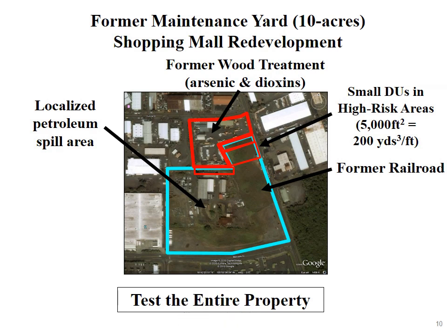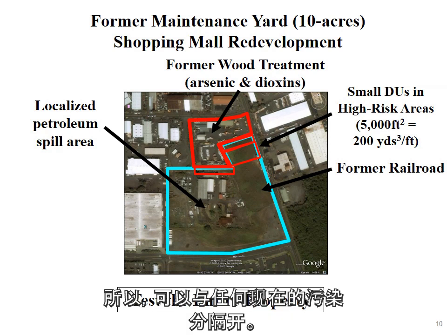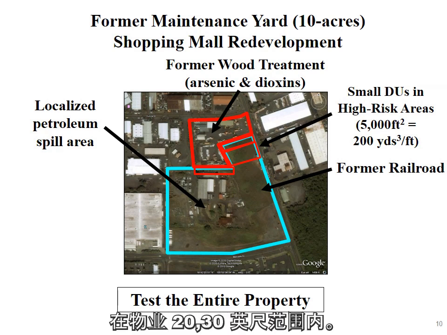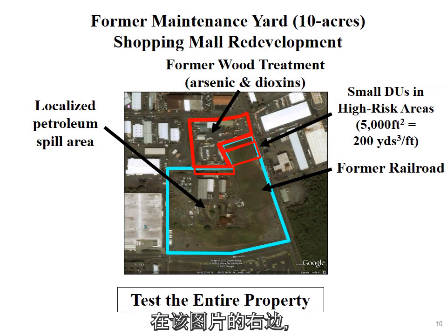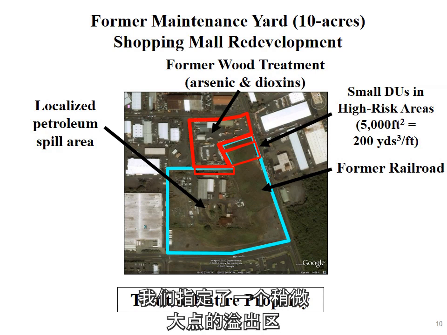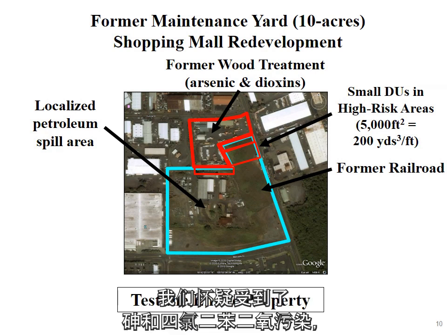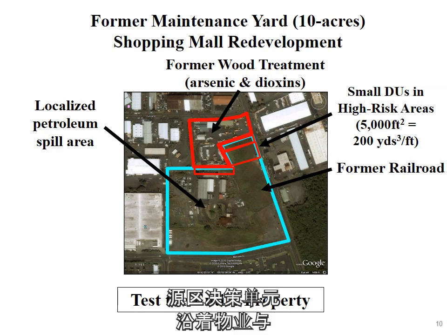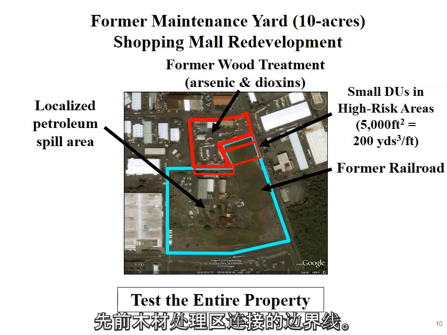So we keep these intentionally small so we can try to isolate any contamination present. We thought initially that the contamination should be right along the edge, just within 20-30 feet of the property. In the right-hand side of this picture, we designated a little bit larger spill area or source area decision unit that we suspected could be contaminated with arsenic and dioxins based on the topography of the site. And the other part of the property, just a single long narrow spill area, source area decision unit along the property line with the former wood treatment area.